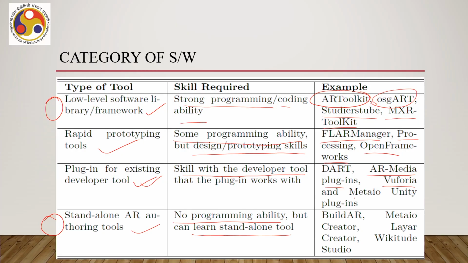Examples for plugins are AR media plugins, Vuforia, Meta.io Unity plugins, Dart and so on. Some of these were very popular earlier, but are no longer being supported. Some are quite popular still today, such as Vuforia. Standalone AR tools examples are Build AR, Meta.io Creator, Wikitude and so on. Again, some of these are no longer supported.